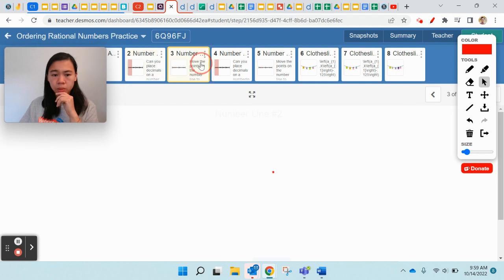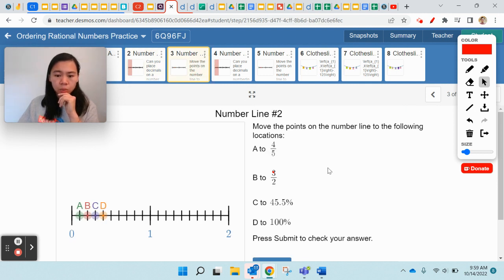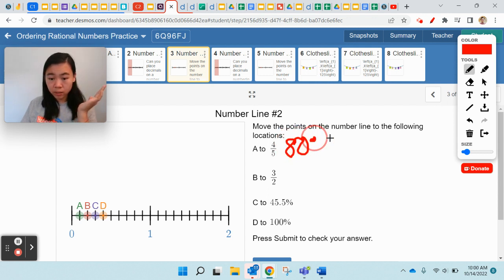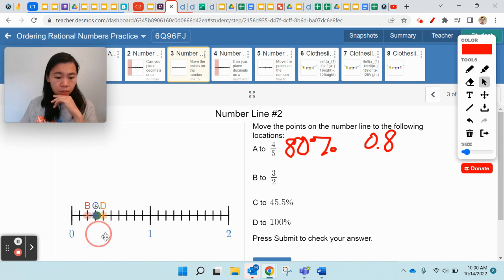Okay, let's keep going. Number line 2. Move the points. Again, we're just moving these points. A, 4/5. Again, those fifths. A fifth is 20%. Count by twos. We want 4 of them. 2, 4, 6, 8. That's 80%. Or maybe you will know that's the same thing as 0.8. So we're going to go ahead and move A to 0.8, which is right here. We also know that 4/5 is less than 1 whole, so it should be underneath the 1.